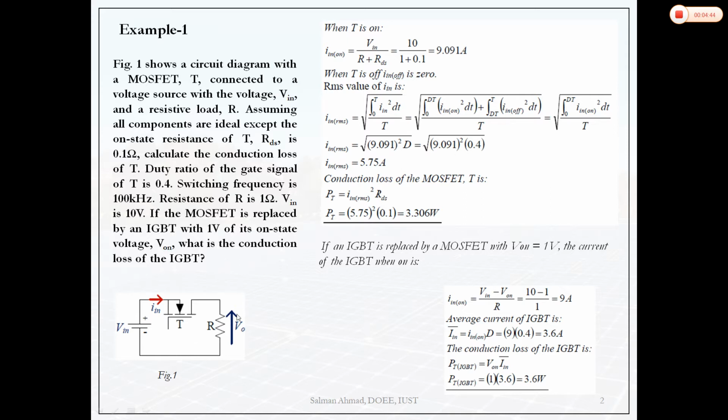During off time the current is zero. You can see that the input on current is now 9 amperes. Now the average of that will be DTs upon Ts, so Ts gets cancelled. So I in on times D, we get 3.6 ampere. The conduction loss of the IGBT will be V on times I in average. V on is 1 and I in average is 3.6. If we multiply these two, we get 3.6 watt.